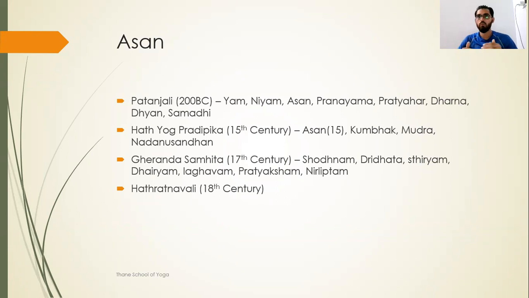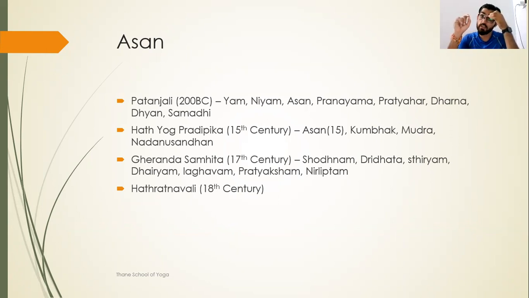Now come down. Since we are discussing only asanas, we are not going to take care of Kumbhaka, Mudra, Nadanusandhana, what it is all about. Okay. Now come to Gheranda Samhita, 17th century, even later. Shodhanam, Dridhata, Sthairyam, Dhairyam, Laghavam, Pratyaksham, Nirlipta. So this is called Saptanga. Just as Ashtanga is Patanjali and Hatha Yoga is Chaturanga, Gheranda is Saptanga. Okay. 7 limbs.